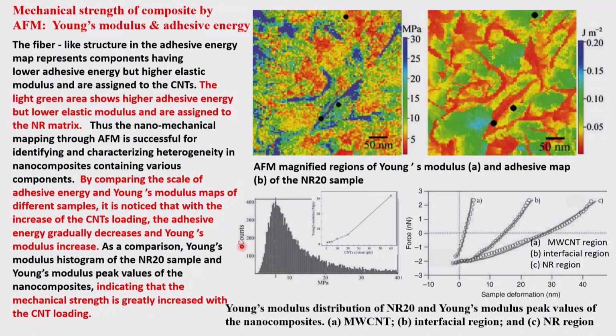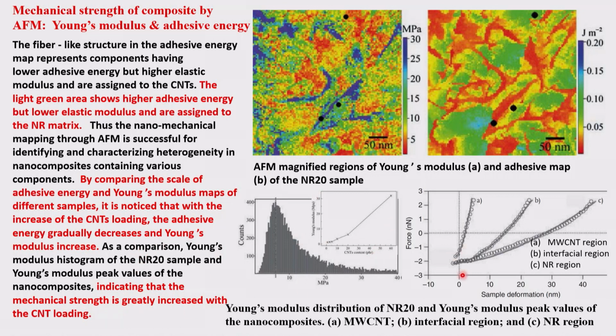As a comparison, here is the Young's modulus histogram of the NR20 sample and the peak values. You can see that as the carbon nanotube composition increases, the Young's modulus is increasing, and that's what we said. The greater the loading, the greater the Young's modulus, but less adhesive. So if you're looking for a sticking purpose, look for the adhesive property more, less of the Young's modulus. You don't require it to be strong. It should be more flexible, more sticky. So that is where you can see it.